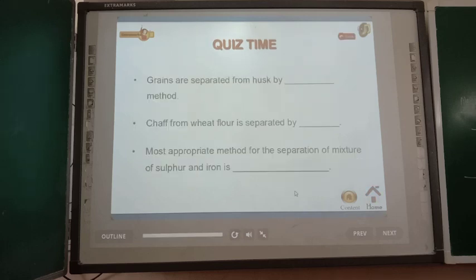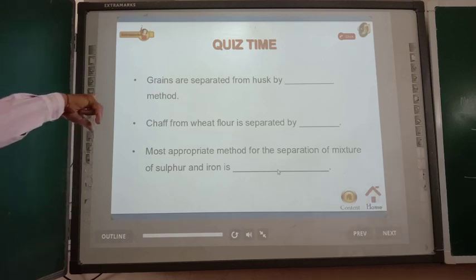Okay. Let us complete the following sentences. So now just see the quiz also. Grains are separated from husk by. Chaff from wheat flour is separated by. Most appropriate method for the separation of mixture of sulfur and iron is.